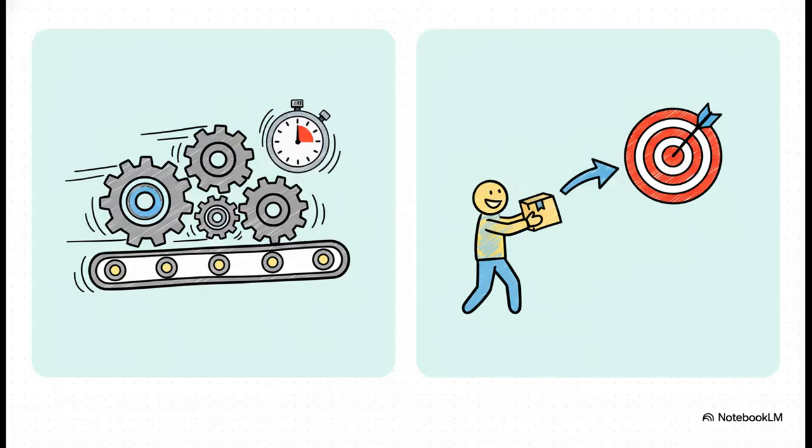Think about it like this. Efficiency is all about the process. Are we making things with the least amount of waste at the lowest possible cost? It's about doing things right. But effectiveness, that's all about the outcome. Are we actually making the thing the customer wants to buy? It's about doing the right things.